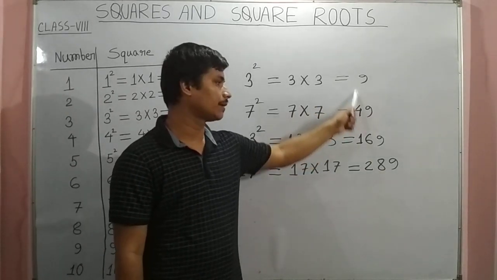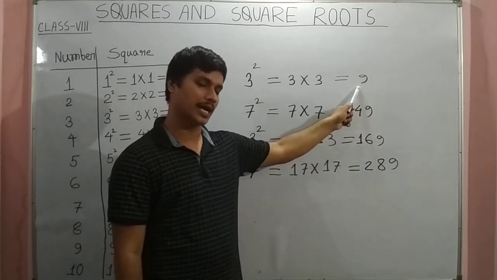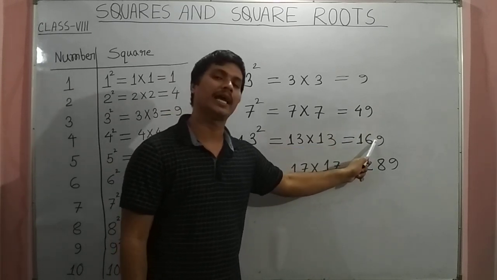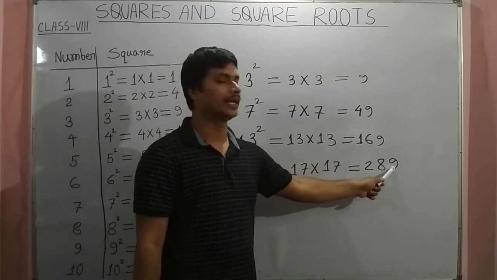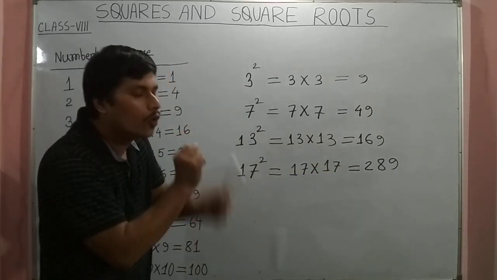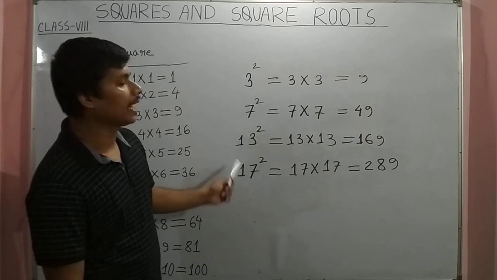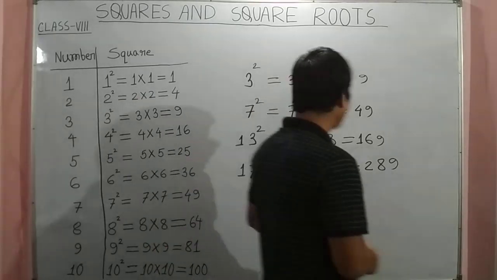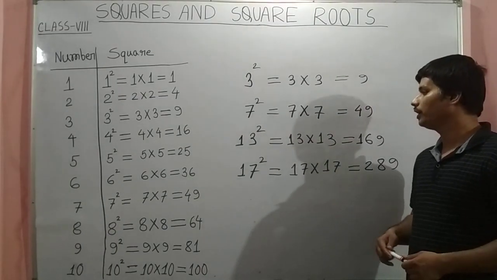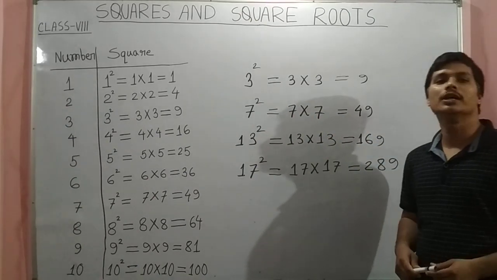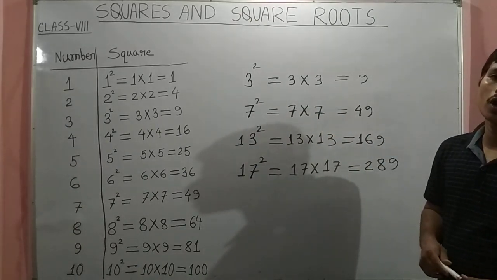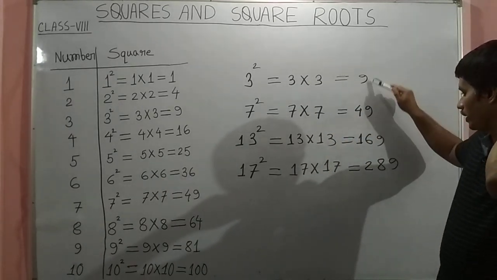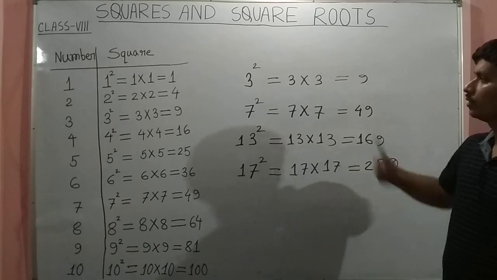Now see these numbers' units place. Here the units place is 9, in 49 the units place is 9, in 169 the units place is 9, in 289 the units place is 9. So we can say if a number ends with 3 or 7, then the square of this number ends with 9. Yes, students?